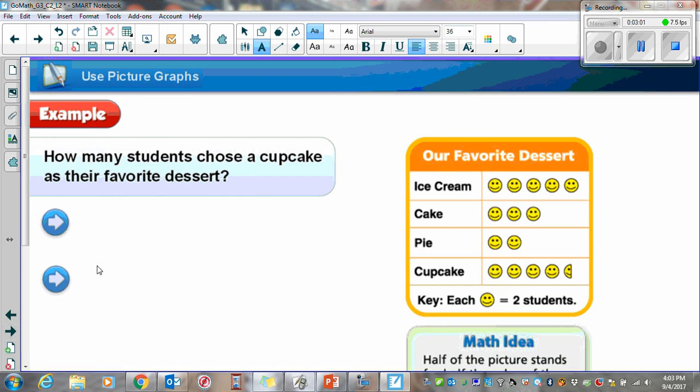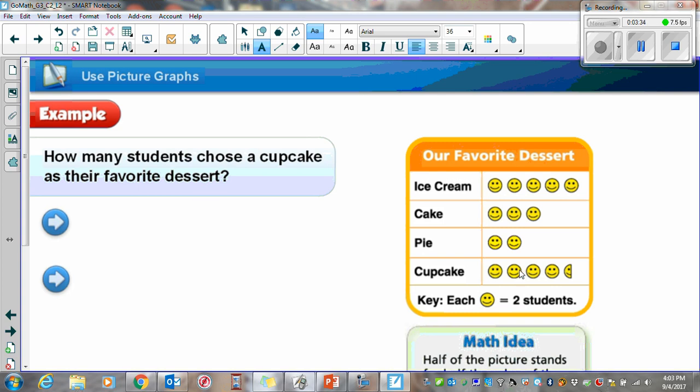Our other pictograph shows how many students picked a particular favorite dessert, and this pictograph shows that students were picking between ice cream, cake, pie, and cupcakes. And the key in this pictograph tells us that each smiley face represents 2 students. So we are wanting to see how many students chose a cupcake as their favorite dessert. So we can go along and we can count the number of students in the cupcake row. And our key told us each smiley face represents 2 students. So let's count them together.